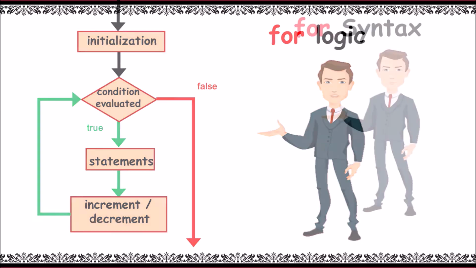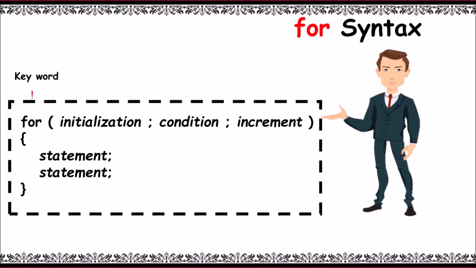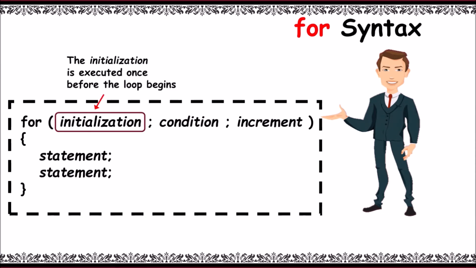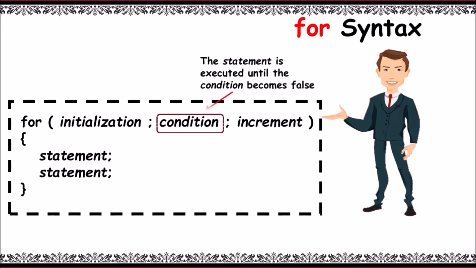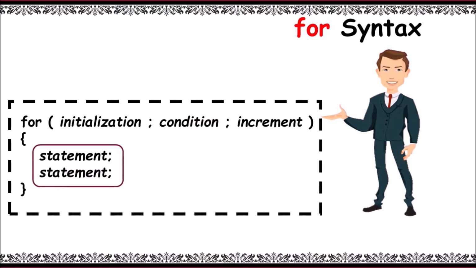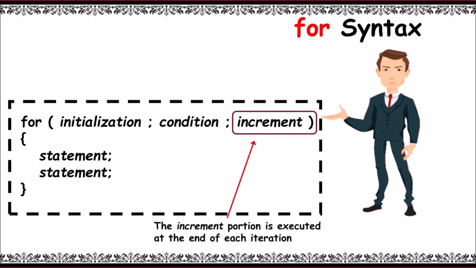The for syntax be like: for is a keyword here. Next, the initialization is executed once before the loop begins. After that, condition is checked until it returns false. The body of the block contains certain statements. Now, the increment, or we can call it as loop updation portion, is executed at the end of each iteration.